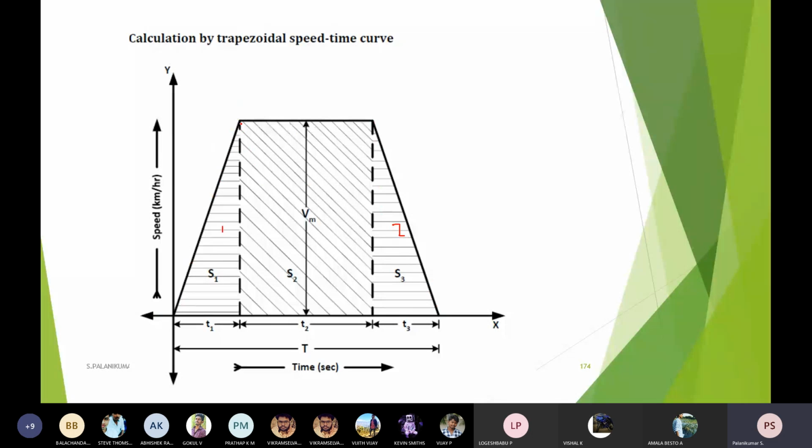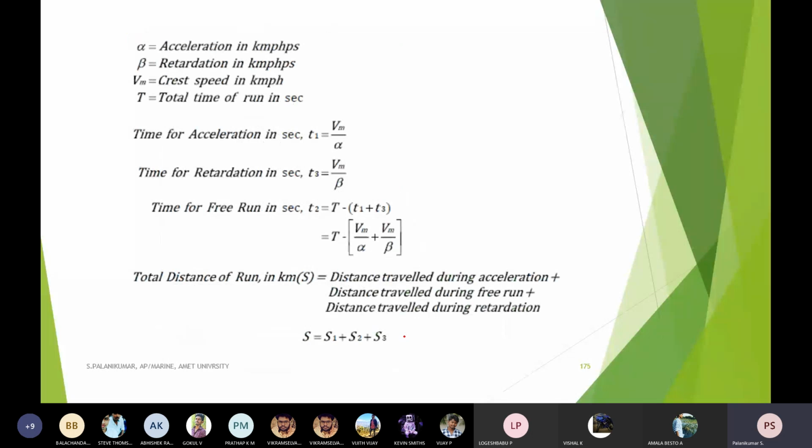So I may have three different areas. One is a triangle, another is a triangle, and in between there will be a rectangular shape. So I am taking three times. Until it reaches free run, it is T1. The total period of free run is T2. The total period of retardation, or coasting in addition to the coasting, is T3. So I am taking it like this.